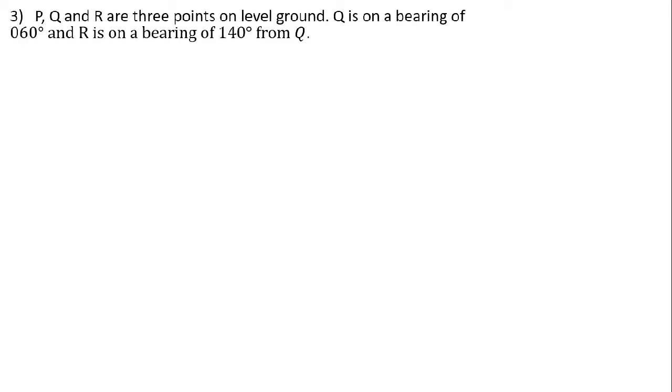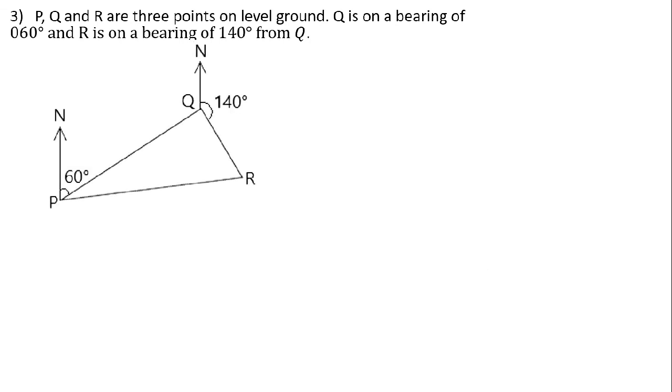P, Q, and R are 3 points on level ground. Q is on a bearing of 060 degrees and R is on a bearing of 140 degrees from Q. Like that. So we have P, Q, and R. Calculate the bearing of P from Q. Calculate the bearing of Q from R.